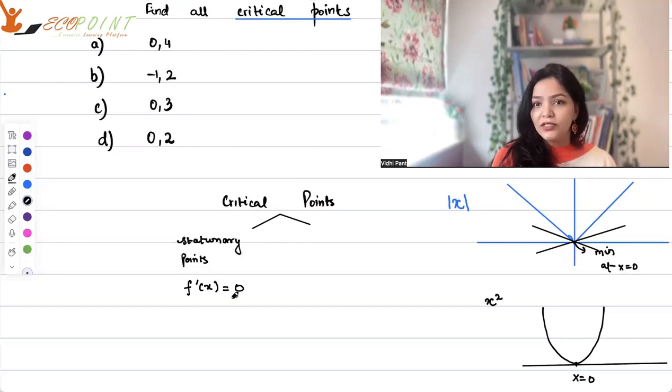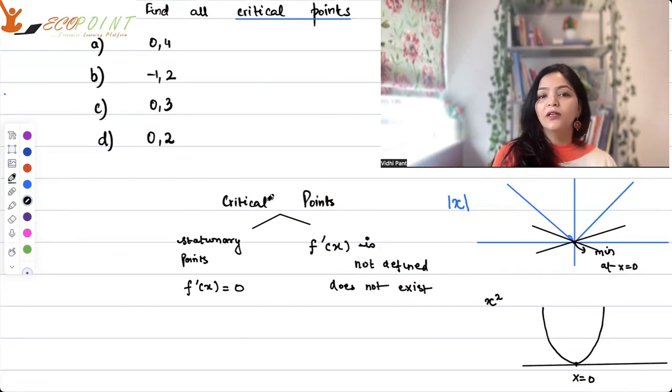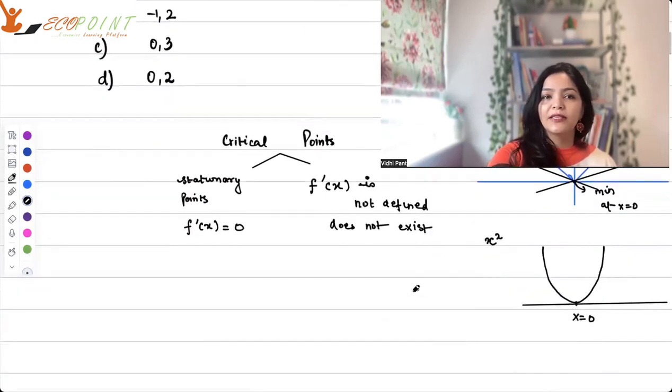This is a unique tangent. You have a unique tangent here, f dash x is equal to 0. And in case you don't have a unique tangent, there are many tangent lines that go on from here. Then that means this function is not differentiable. So critical point वो भी हो सकता है जहां पे f dash x is not defined, या फिर हम कह सकते हैं it does not exist. So critical points क्या हो सकते हैं? या तो f dash x is equal to 0 या फिर f dash x is not defined or it does not exist. Let's see what happens in this question.